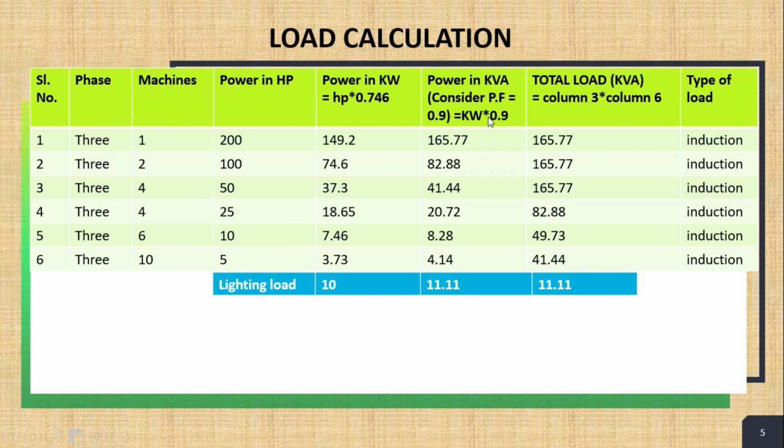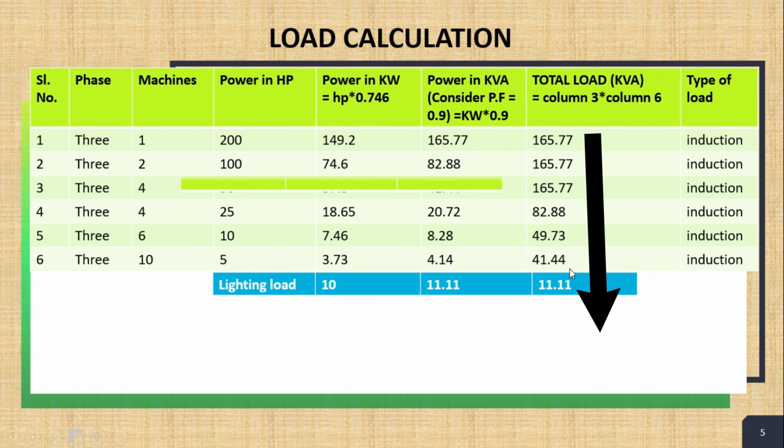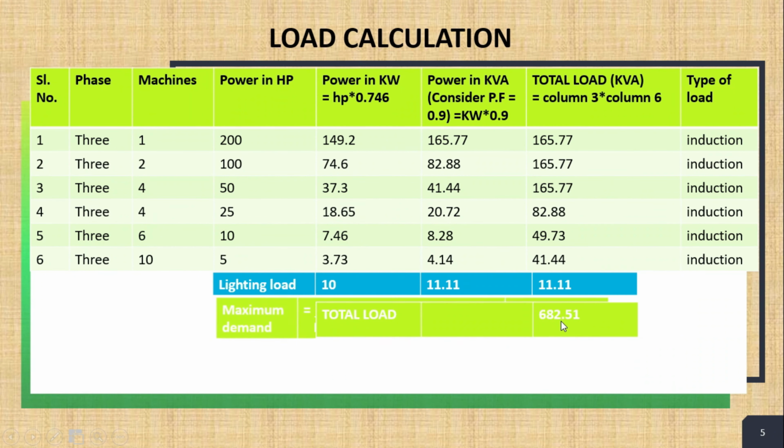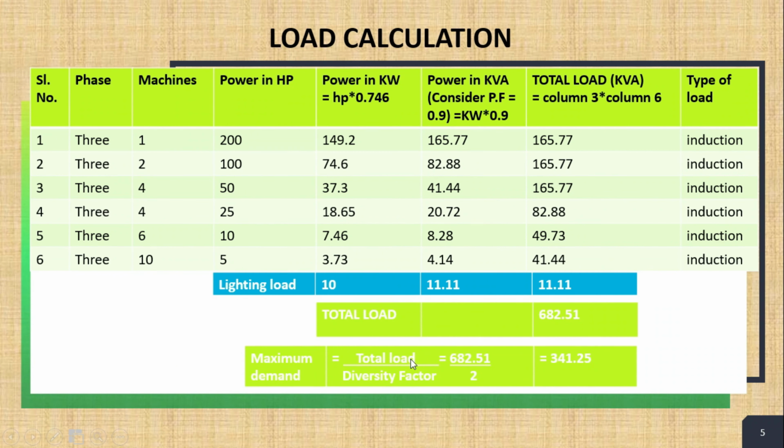To obtain the load in kVA, let us consider the power factor as 0.9. Multiply the same with kW, then you will get the load in kVA. Here, if you sum up the loads in column number 7, including the lighting load, you will get the total connected load as 682.51 kVA. The next step is to find out the maximum demand.